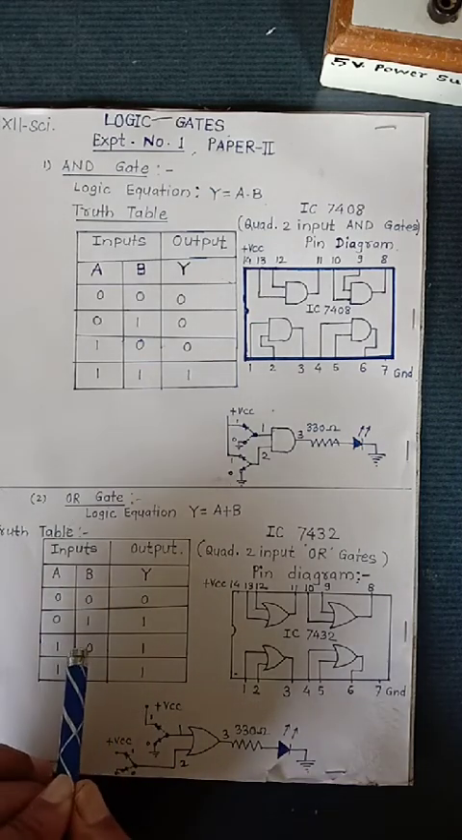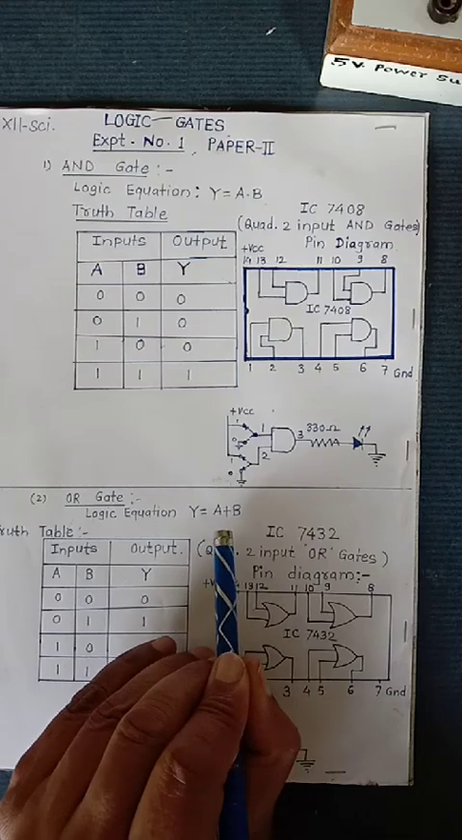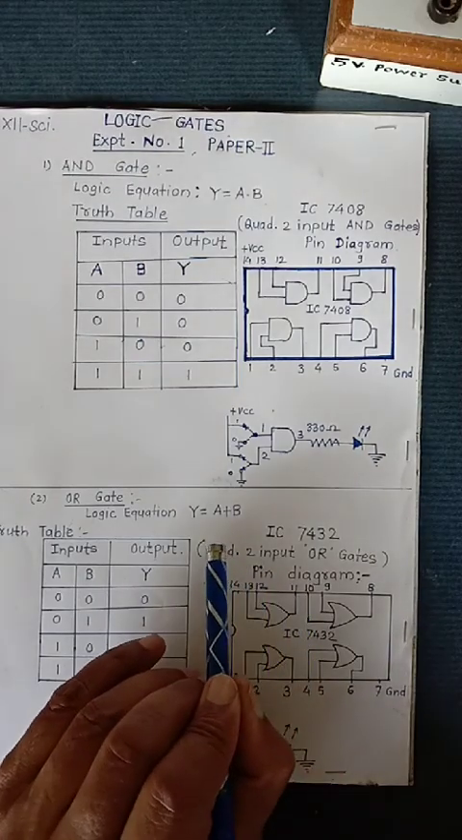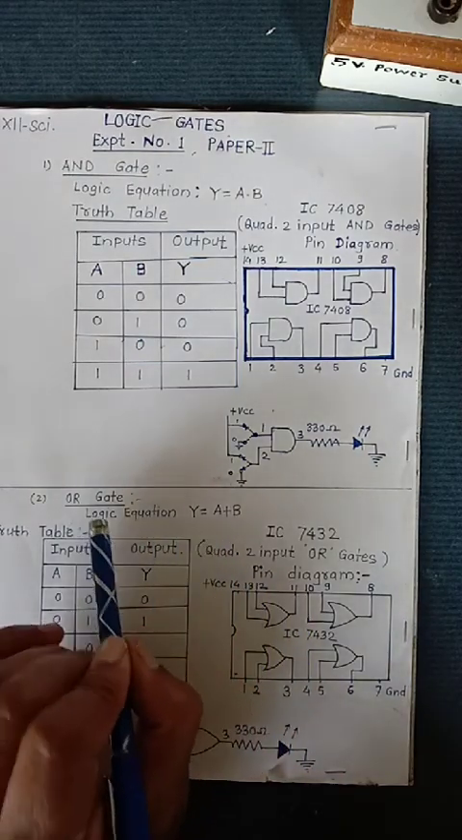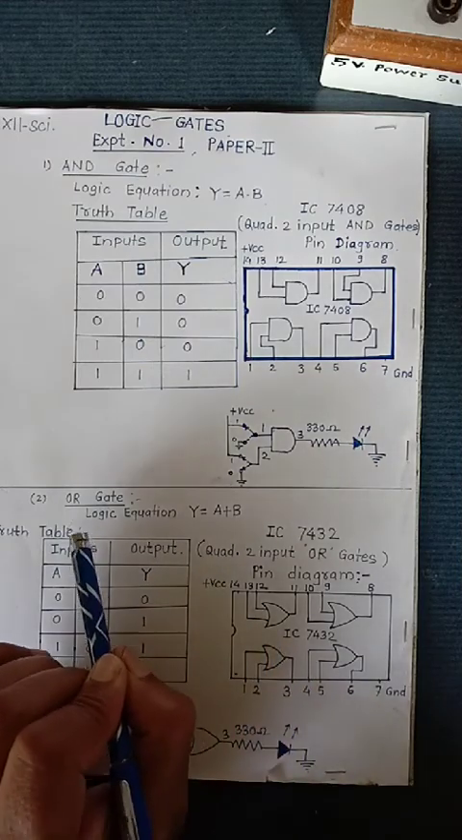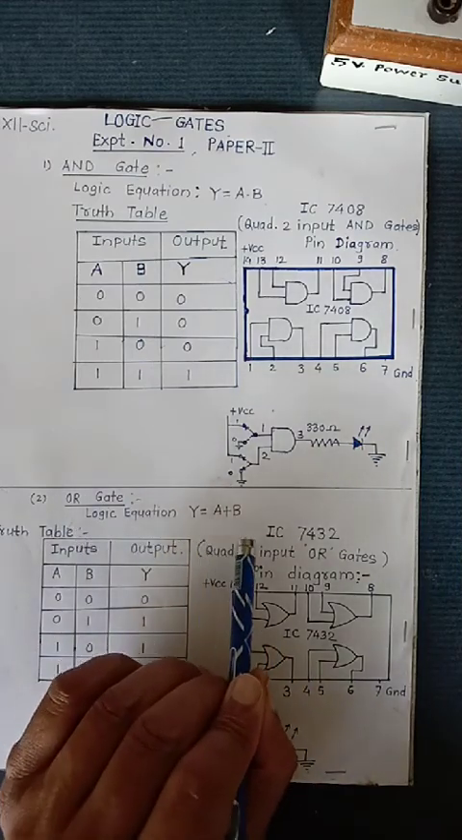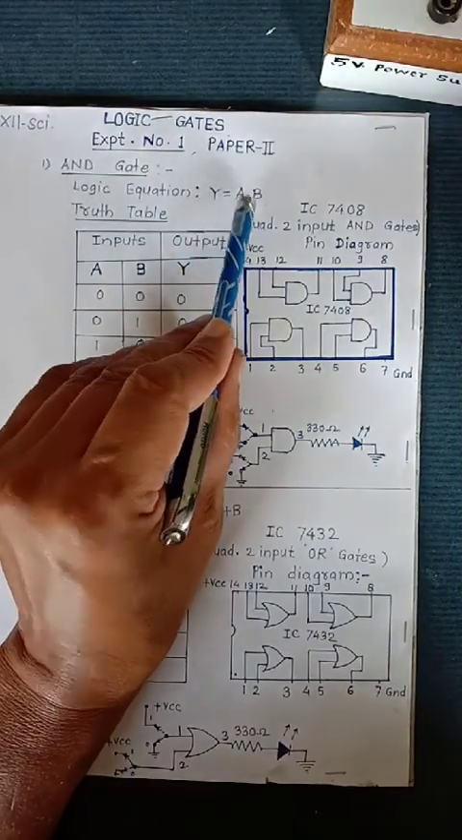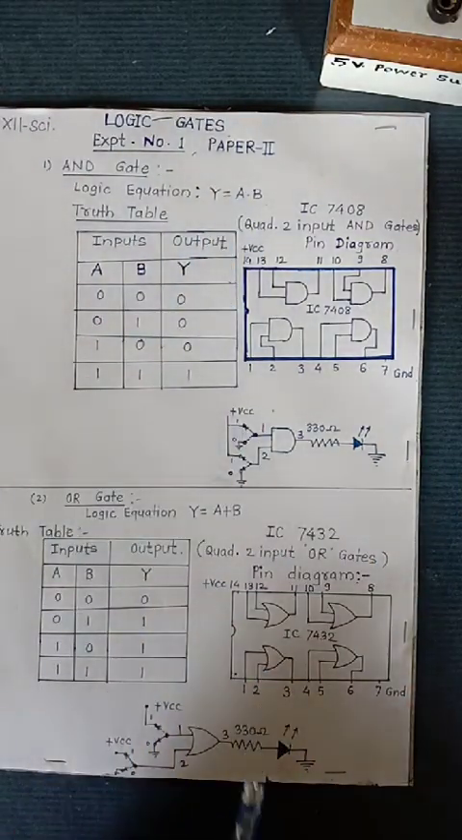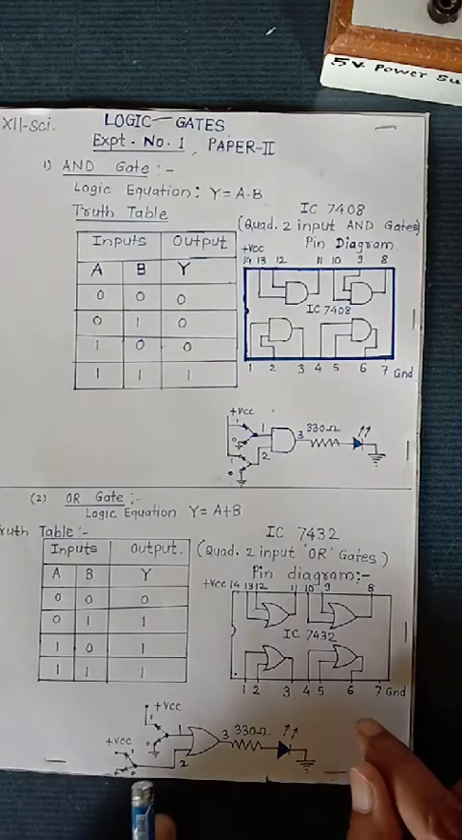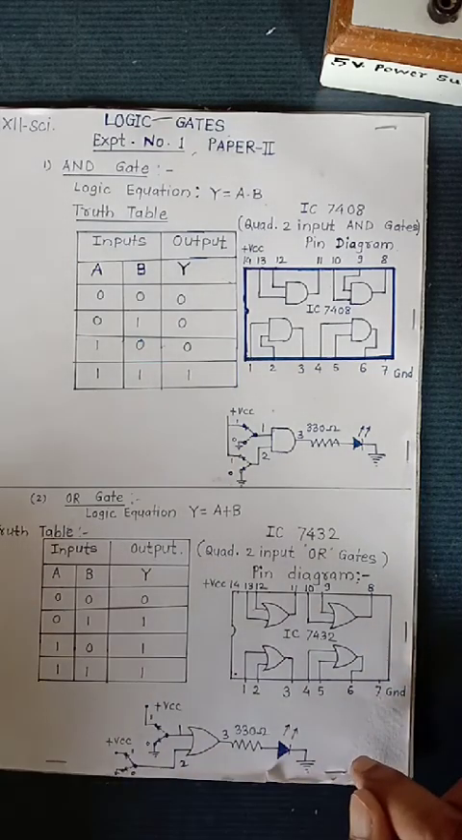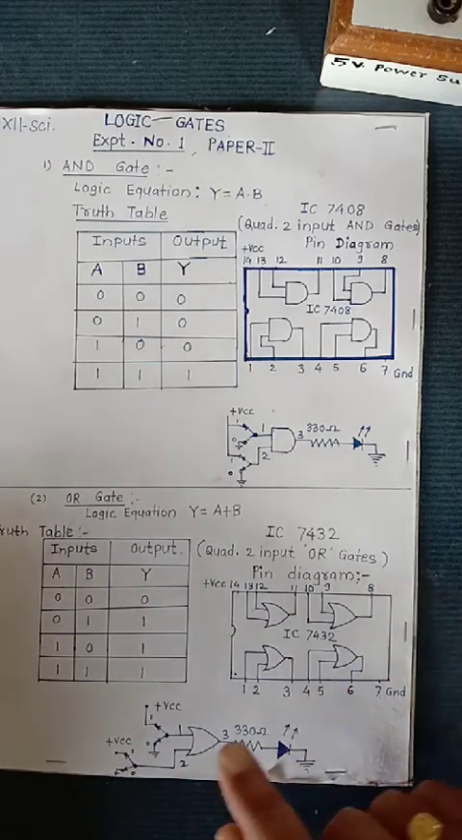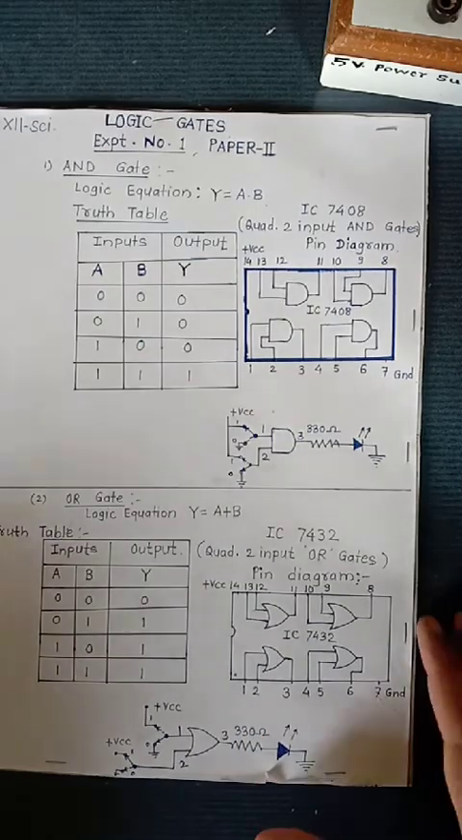In this way the truth table can be prepared and we can verify. This truth table can be prepared with the help of the logic equation, so you should know the logic equation for each gate. For the OR gate, the logic equation is Y = A plus B. For the AND gate, the logic equation is Y = A into B. So see how to make the connections. Today we use IC 7432 to verify the OR gate.